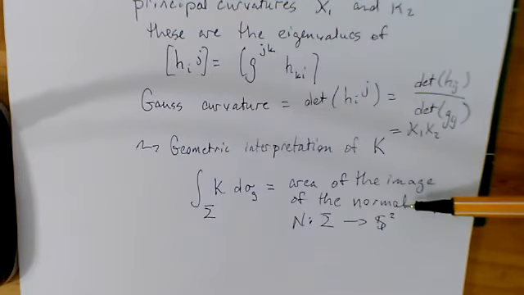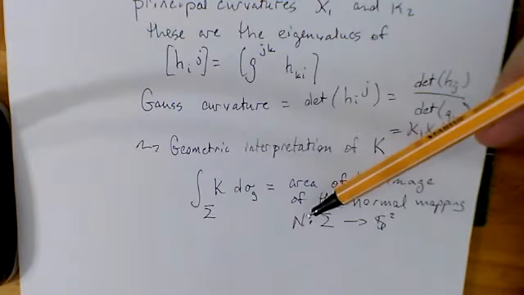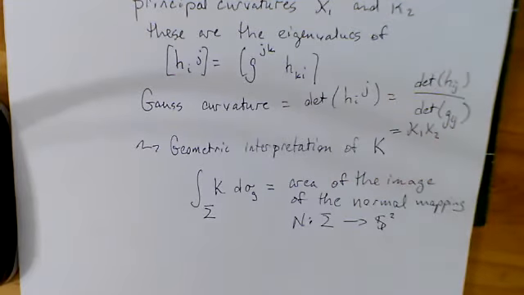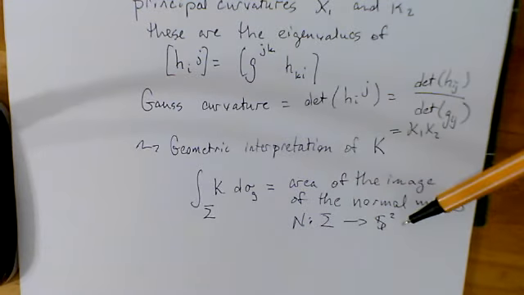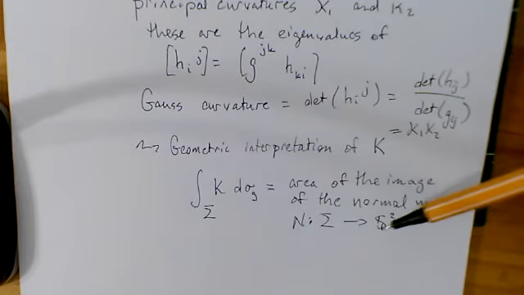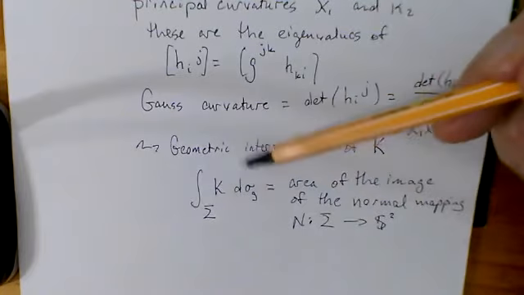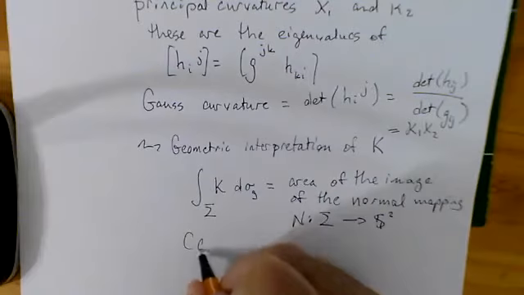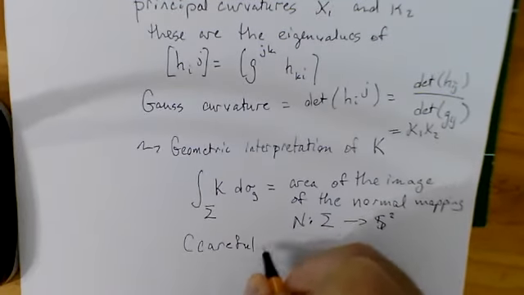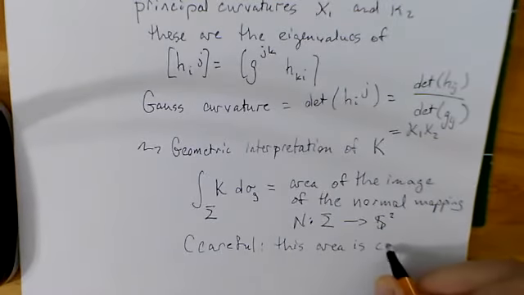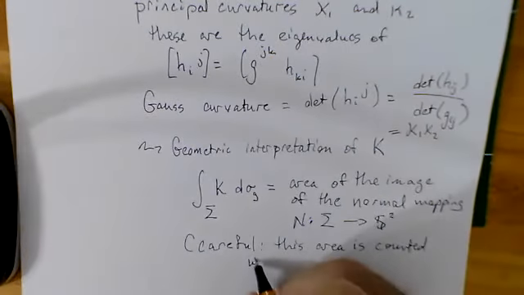Okay, let's unpack what this is saying. So first of all, I have a mapping now from my given surface I started with into the 2-sphere. And this image will be some domain in the 2-sphere. And when I compute its area, I get exactly the total integral of the Gauss curvature. And there's something I need to be a little bit careful about, which is that this area is counted with multiplicity.